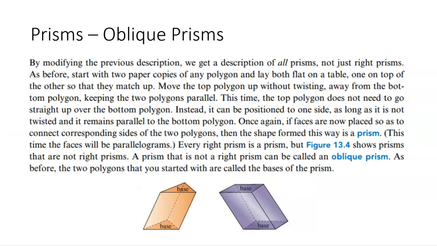Now you can have an oblique prism. You can see in these two pictures that it's the same idea, but we're not going straight up. We move the top polygon up, but without twisting away from the bottom. We might move it in this direction or in this direction. Once again, its faces are placed so as to connect corresponding sides of the two polygons, and that way they form the prism. Every right prism is a prism, but some prisms are not right prisms, and these are called oblique prisms.